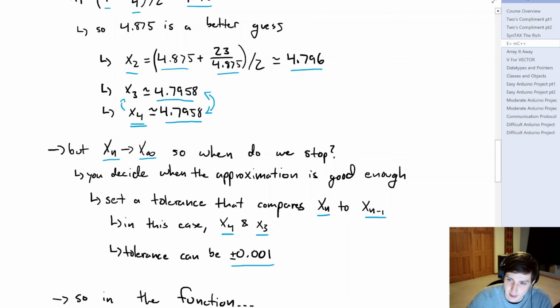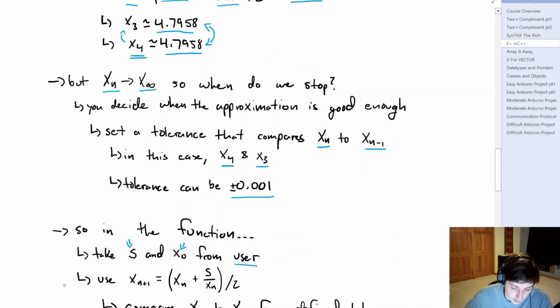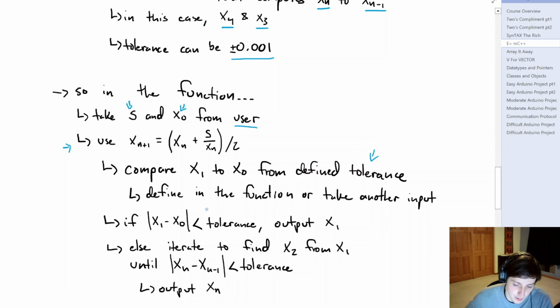So if we think of how can we do this in a function? Well, we know that we need to take the number that we want the square root of and the initial guess. We need to take that from the user. We also know that we need to use this iterative formula here. And then after we use that iterative formula, we need to compare x1 and x0 from some defined tolerance. So there are two ways we can define that tolerance. You can define it inside the function, or you could actually take another input into your function where you specify what you want the tolerance to be.